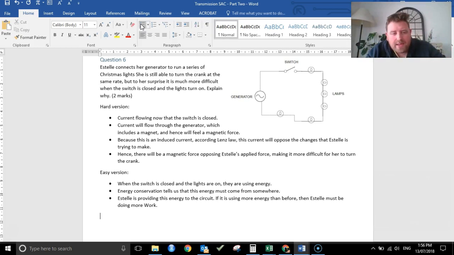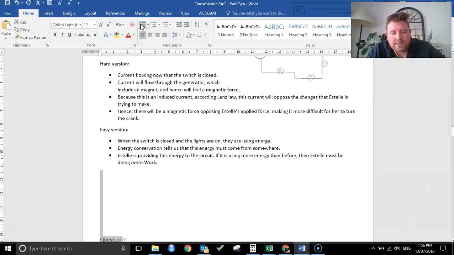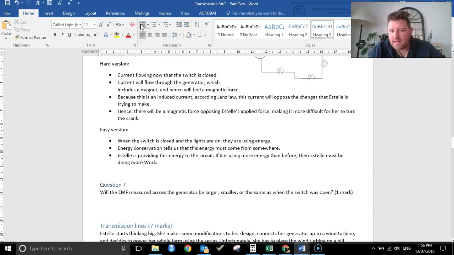Some people struggle with that conceptually, I think. It is a difficult thing to get your head around, so I'm just going to write same there. You didn't really need to explain it. You could just write same, because it's only 1 mark, and the question just directly asks what is it?